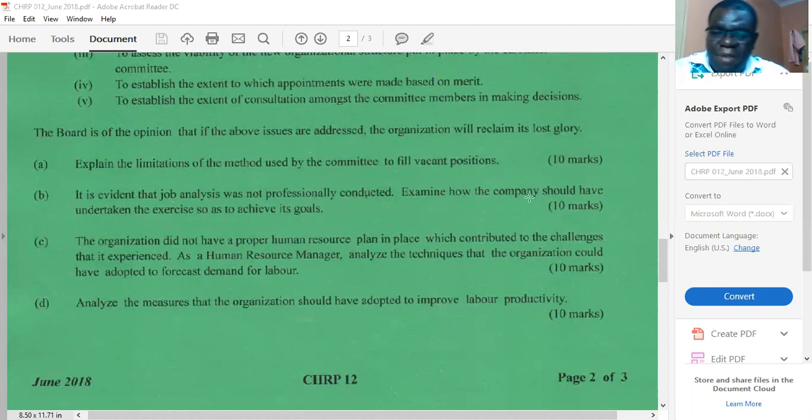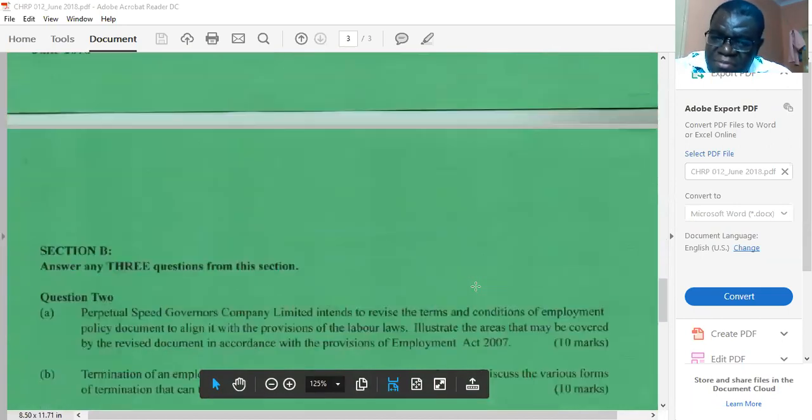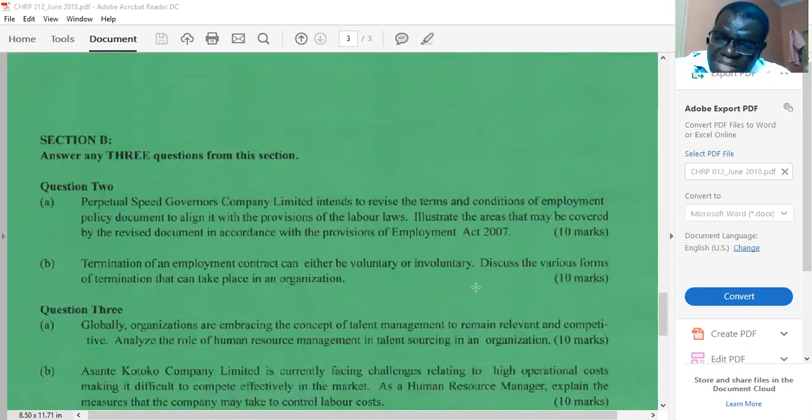Measures of enhancing labor productivity. You will note that question one and two, maybe A and B, were related to the case, but C and D are outside the case. It is just application of knowledge that you have in human resources, and you had your 40 marks. Points well explained, you have your marks. I have not exhausted the factors or measures of enhancing labor productivity. I've just given five or so. The others, you have them. You can fill in that.